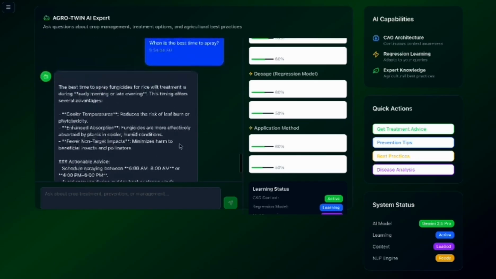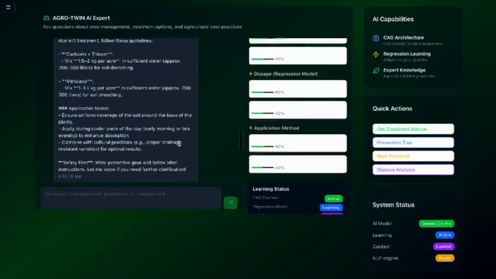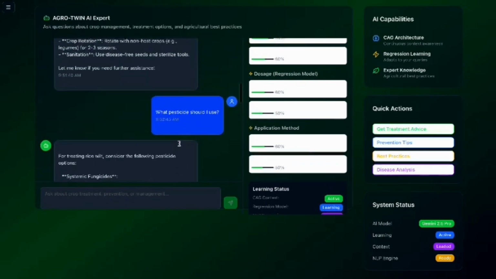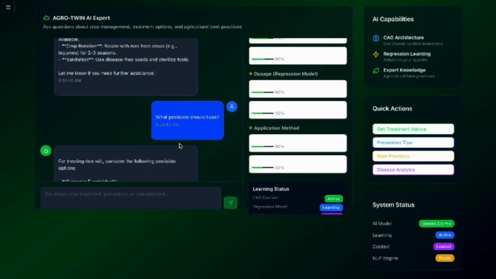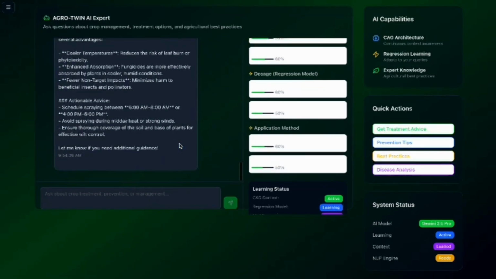Okay, this is how our chatbot interacts. This is how our interactive chatbot interacts with the user and the farm, and advises us on the mitigation processes or the mitigation strategies, when to use, how to use, etc.